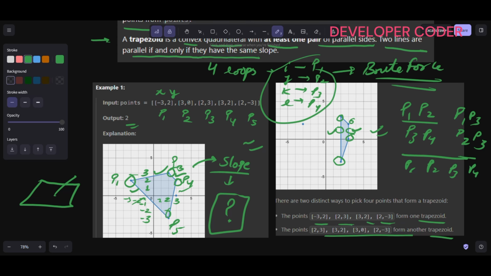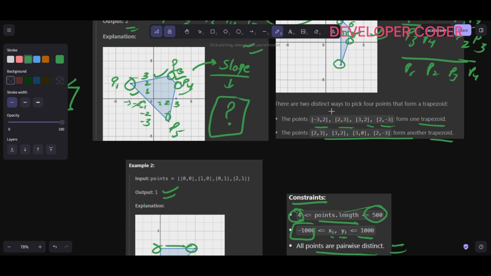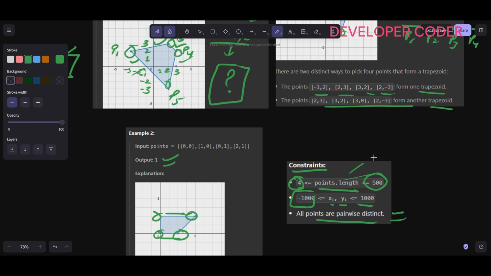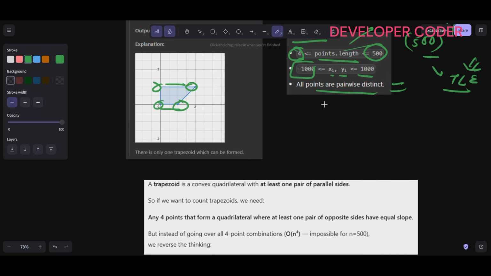Can I do this? Can I run for loops? No, I can't run. The reason is the length is 500, right? And I am running 500 times this, 500 times the next loop, 500 times the next loop, 500 times. So this is nothing but 500 to the power 4, right? So this will definitely give you a time limit exceeded error. So definitely we can't do this, right? Okay, so let's see here.